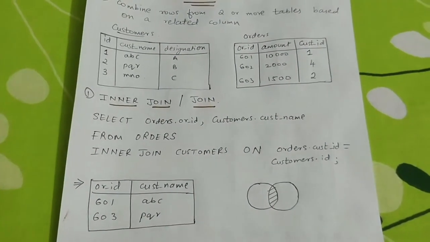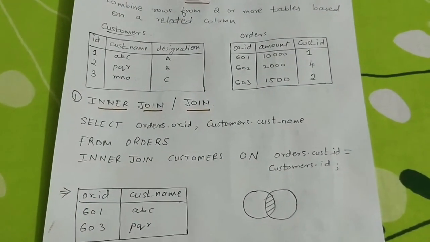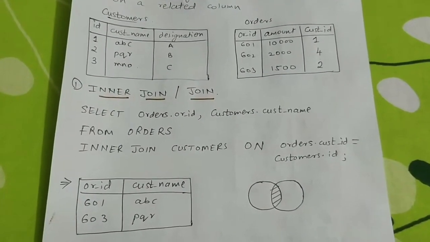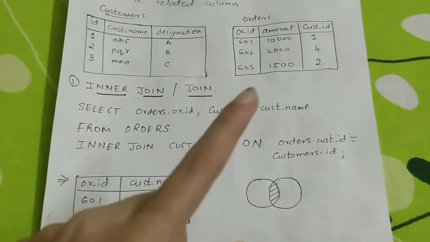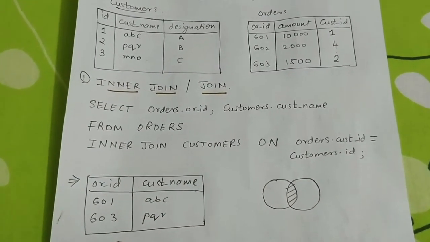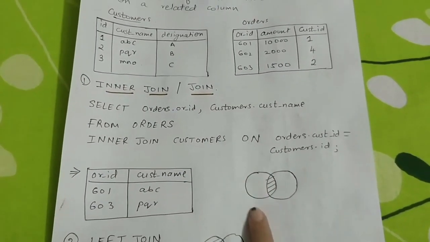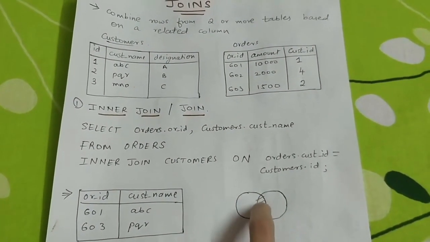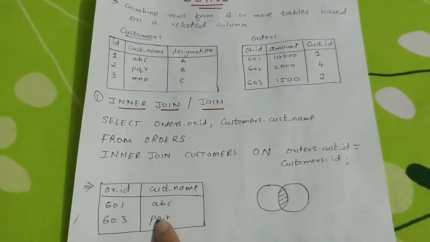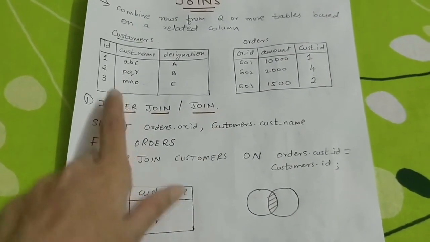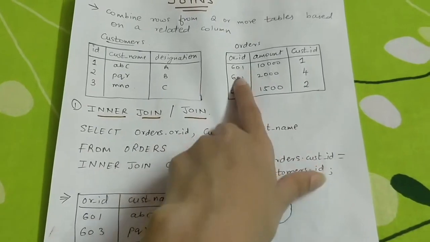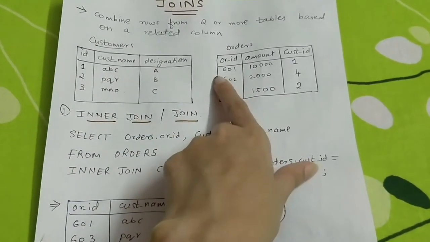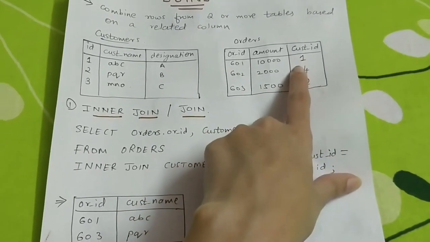So basically it will join both the tables on the common attribute cust id and id. Wherever id and cust id are the same, those will be printed over here. So this is how it looks. This is the first table, this is the second table. Whatever is common between both the tables, that will be printed. As you can see over here, or id is here and cust name is here, based on the common attribute cust id.